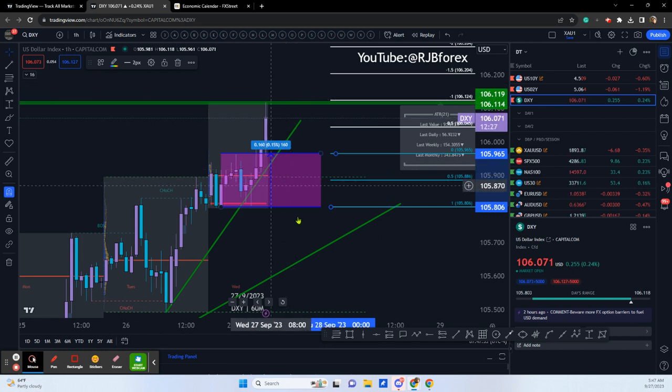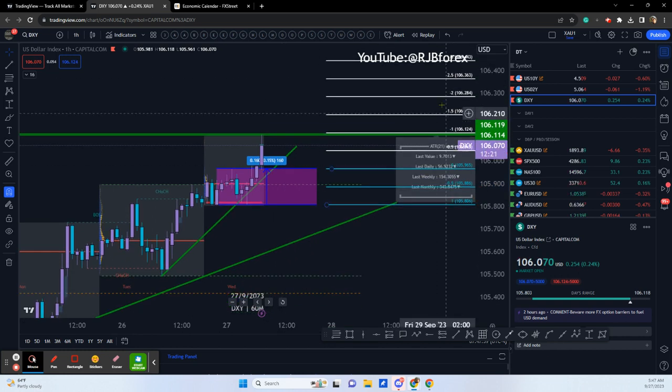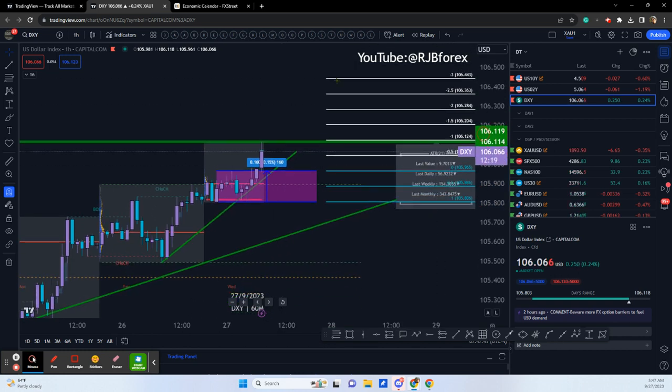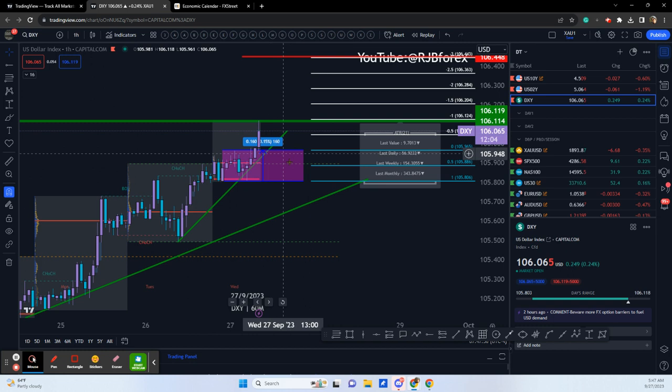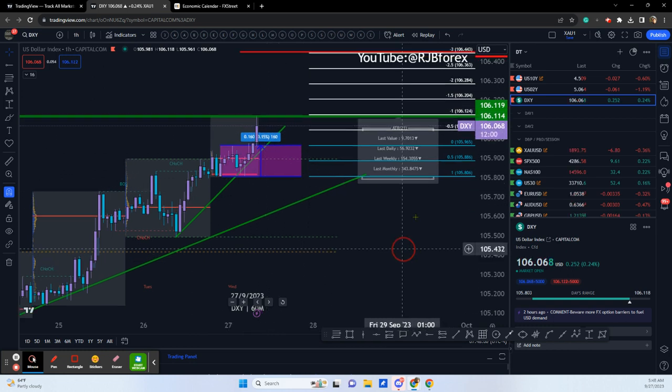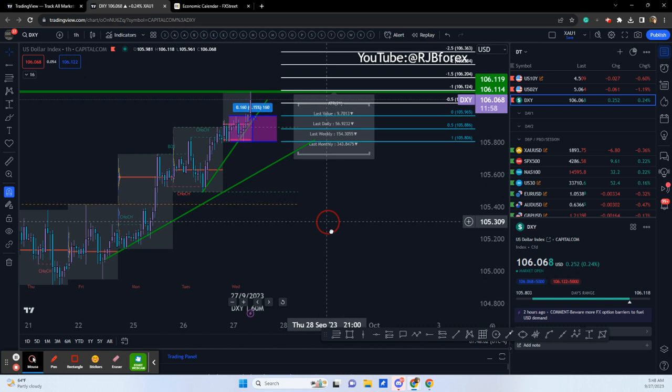Right, so it's done a full expansion, 100% expansion of that range. So that's worth noting. A 3 times expansion would take you up into around the 106.50s. So we'll just mark that as a potential target on the upside. But what I'm looking for is a drop. I want this to peter out and drop, and that would give us nice setups across the board.